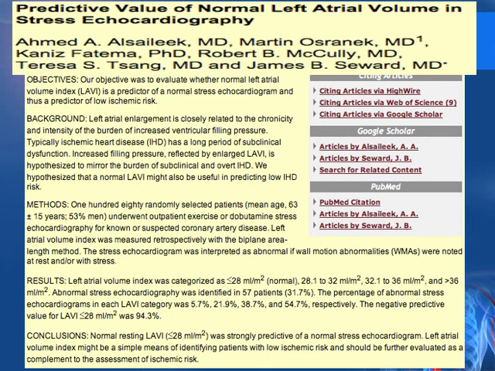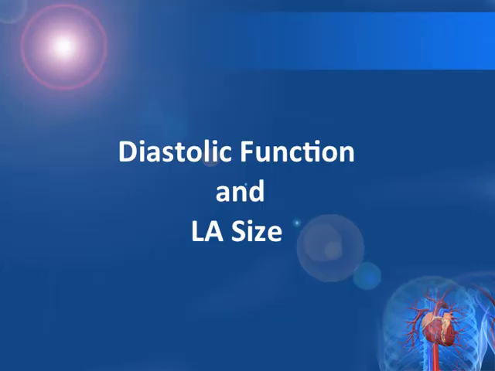Therefore, left atrial volume indexed might be a simple means of identifying patients with low ischemic risk and should be further evaluated as a complement to the assessment of ischemic risks. Meaning, if you have a normal left atrium, you're highly likely to have a normal stress echocardiogram and a low ischemic risk. What about diastolic function and left atrial size?